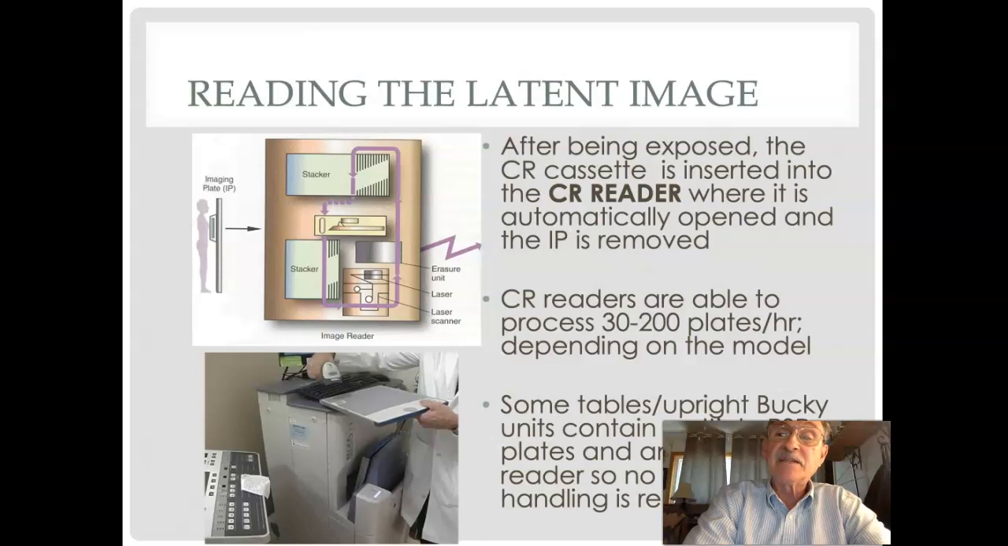The CR reader takes my image plate and automatically opens it and takes the image plate out. CR readers are able to process 30 to 200 plates an hour, depending on the model. In my experience, it's about 1 minute per plate of processing time. Some tables and upright Bucky units contain multiple photostimulable phosphor plates and an internal reader, so no cassette handling is required. And this is a Fuji product.